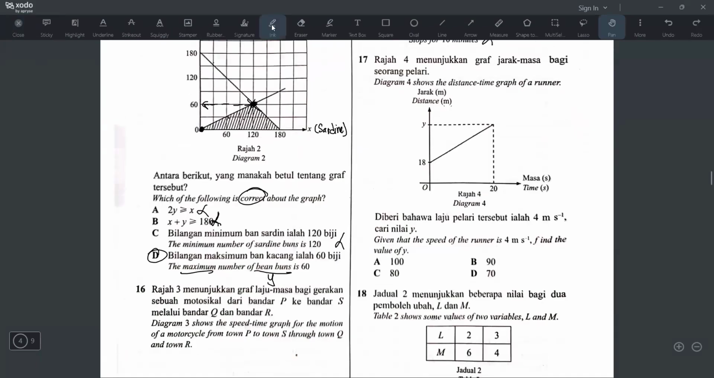Okay, number 17 ada masalah. This 18 silap already. This is 10. Okay, yeah, this is 10. So I want you all to change the soalan, change to 10 here. Okay, yeah, soalan dia silap print lah. Okay, let's do the question.